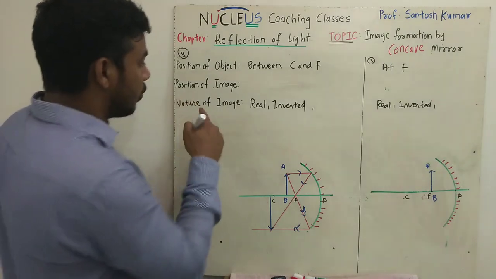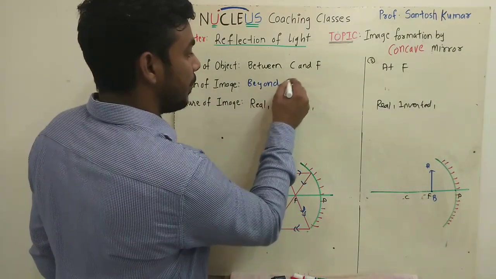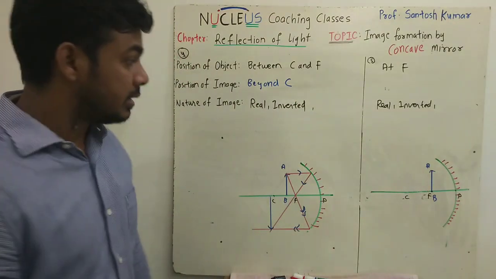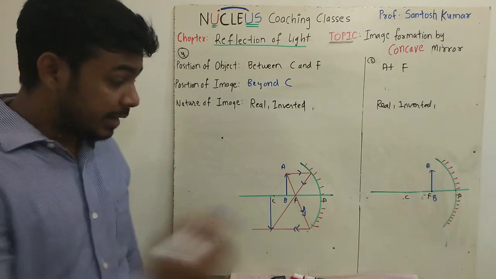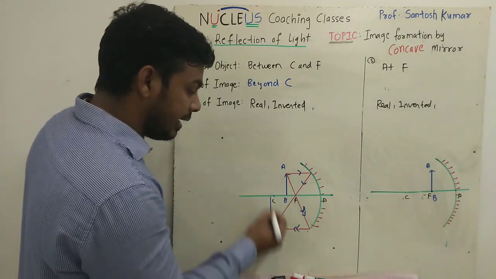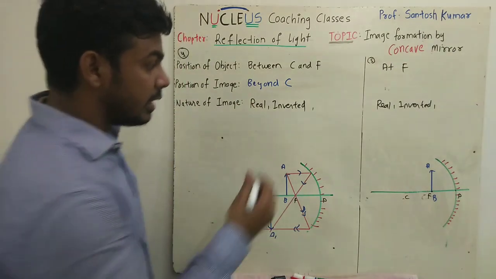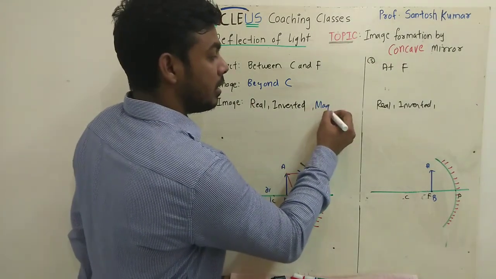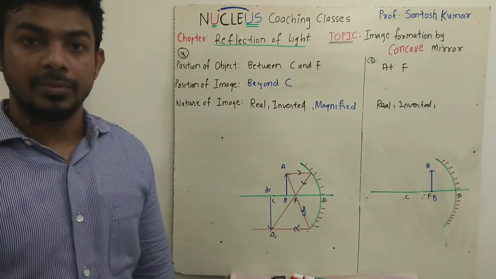So where is the image located? Come on, tell me, beyond C. And what is the nature of the image? Is it due to actual intersection? Yes. It is formed in front of the mirror, right? So definitely the image must be real. It is inverted and now it is bigger than the size of the object. So it is magnified, right?